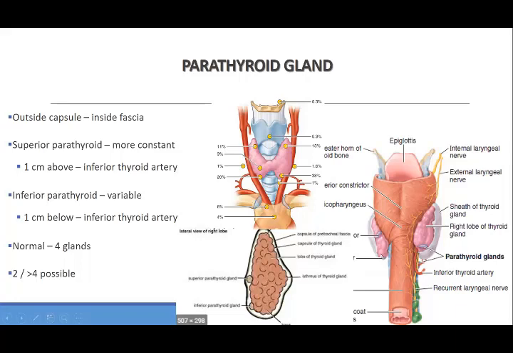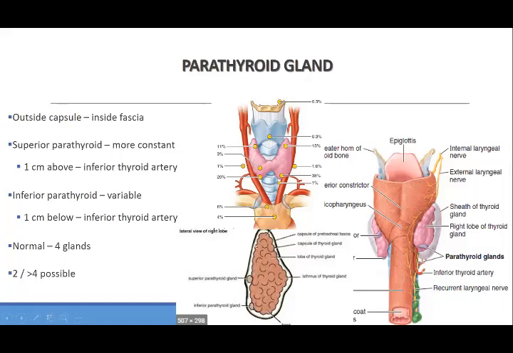The inferior ones are very variable because when the thymus descends from the third arch into the thorax, in front of the trachea, it drags the inferior parathyroid with it. I told you the location: the inferior thyroid artery enters over here. This is the thyroid gland. This is the posterior surface. The posterior surface has these 2 parathyroids.